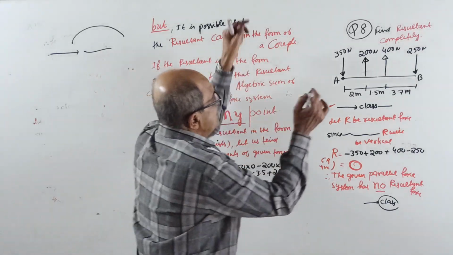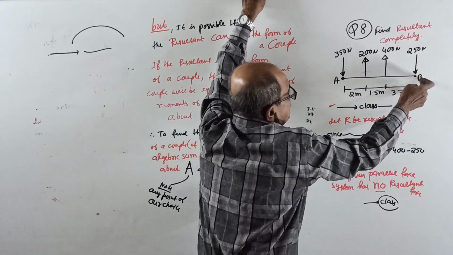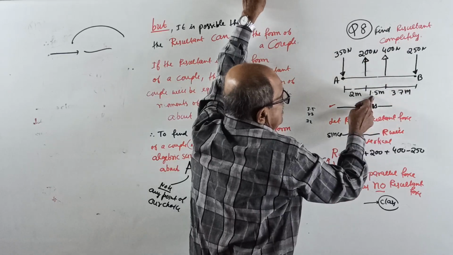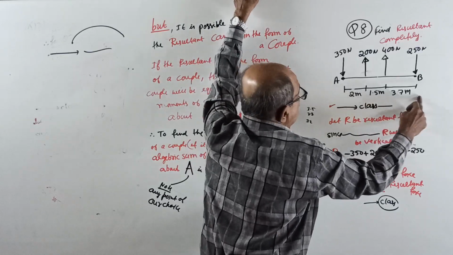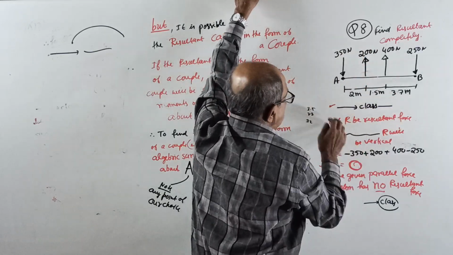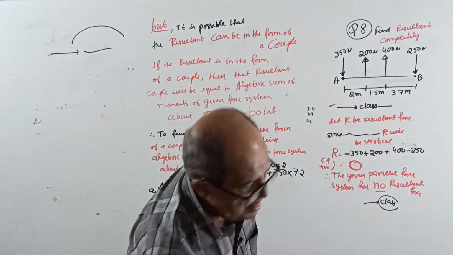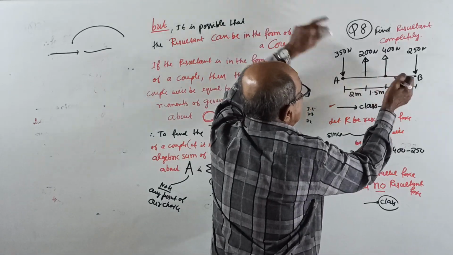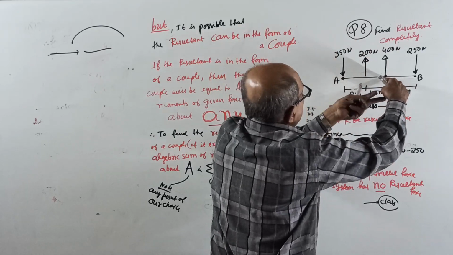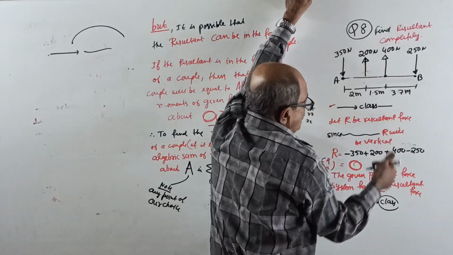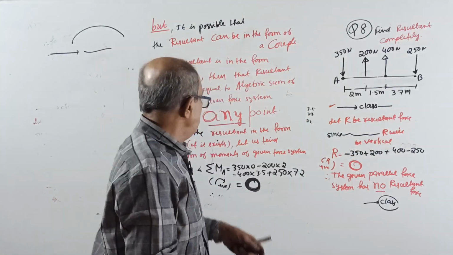We got 0. Okay, do one thing. Take moment about B. Clockwise positive. Plus 400 into 3.7 plus 200 into 5.2 minus 350 into 7.2. Calculate. 0. Take moment about this point: plus 250 into 3.7 minus 350 into 3.5 plus 200 into 1.5, this into 0, answer 0. So it hardly matters which point you consider. So write everything here, 0.